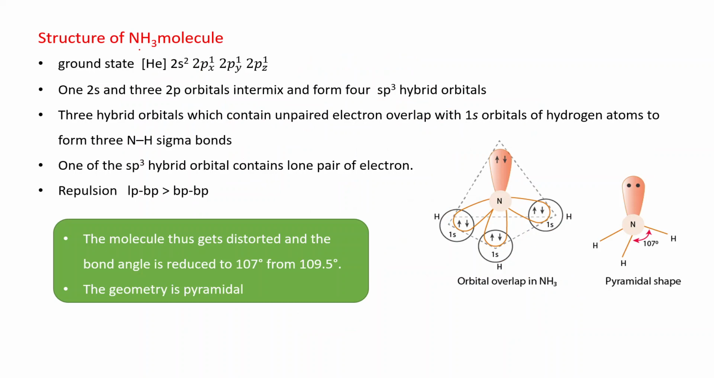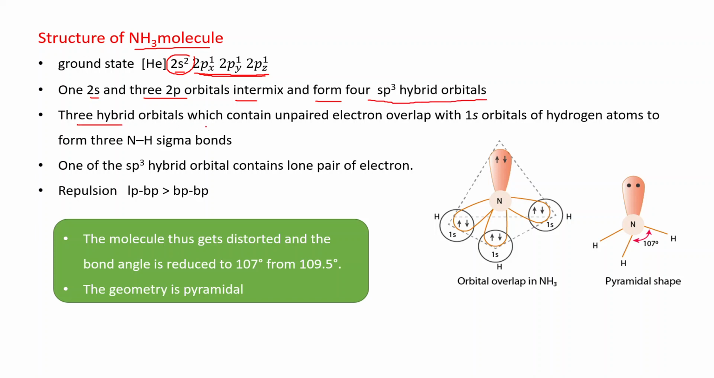Now come to the structure of NH3 molecule. In the ground state, the outermost electronic configuration of nitrogen is 2s2, 2px1, 2py1, 2pz1. In this case, there is no need for excitation of an electron. In the ground state, nitrogen will undergo sp3 hybridization, and this sp3 hybridization involves one fully filled 2s orbital and three half-filled p orbitals. One 2s and three 2p orbitals intermix and form four sp3 hybrid orbitals.